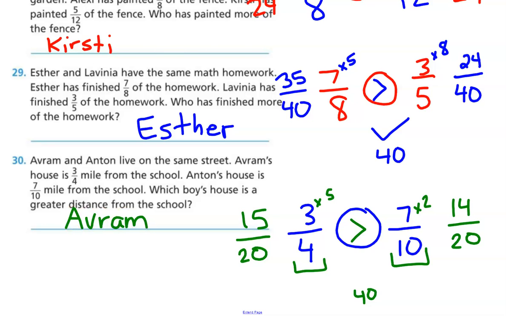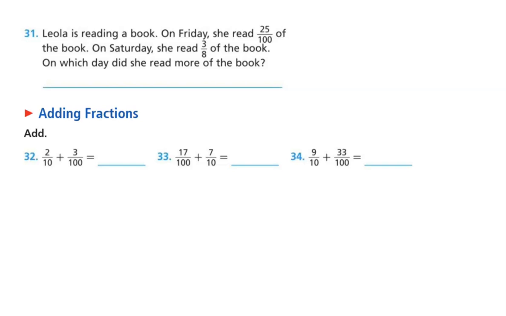All right. We've got just a few more, and one more word problem. We've got Leola, who's reading a book. On Friday, she read 25/100ths of her book. And then on Saturday, she read 3/8 of her book. Ooh, this one is hard, but I see what we're supposed to do here. This one's actually going to require you to make 2 different fractions here.